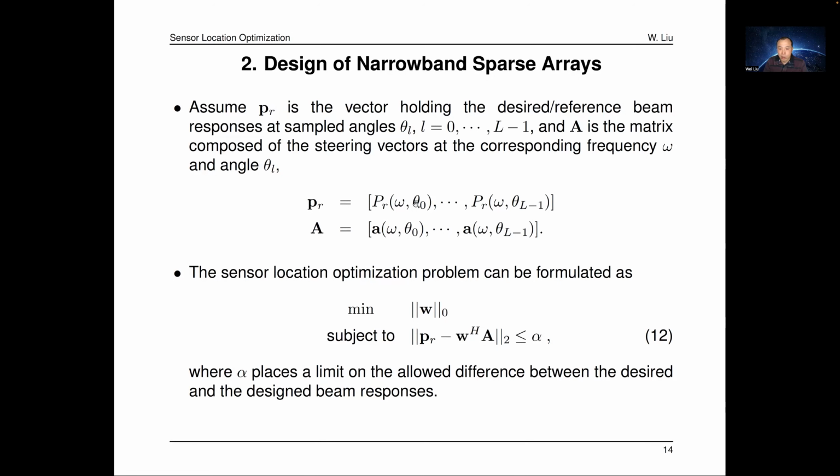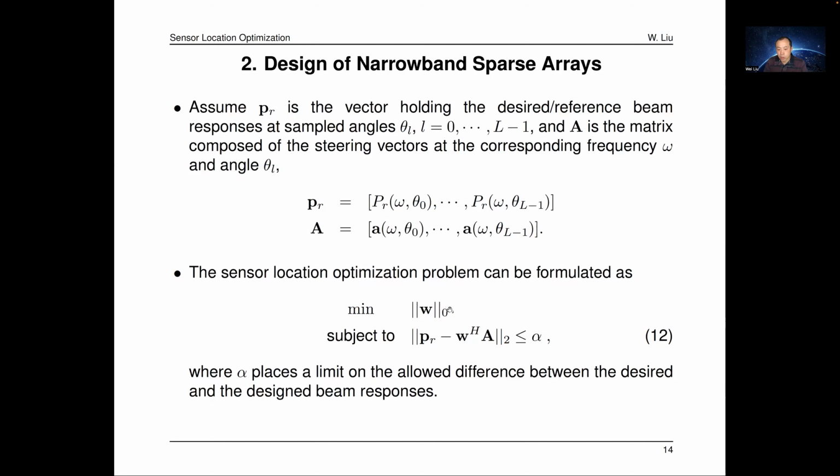And then for each direction, like theta 0, you have a steering vector. And put all these steering vectors into a matrix called steering matrix A. And then this W is the beamformer coefficients you want to find. And so W Hermitian transpose times this A gives you the design response at those big L directions. And then PR is a desired one. So this PR minus this gives you the difference between the design and the desired responses. And you make sure this error is small enough. You put the limit, this alpha there. So alpha is very small value.